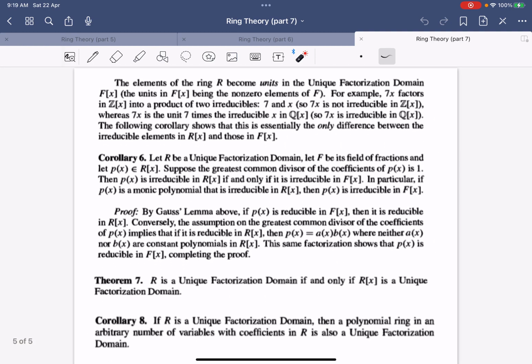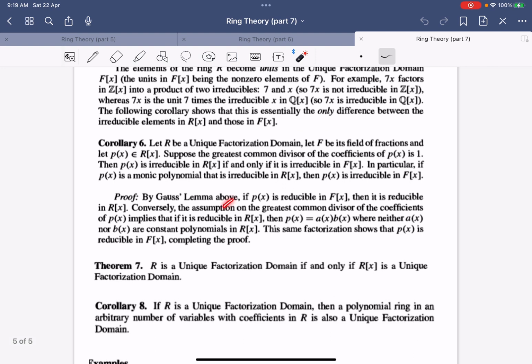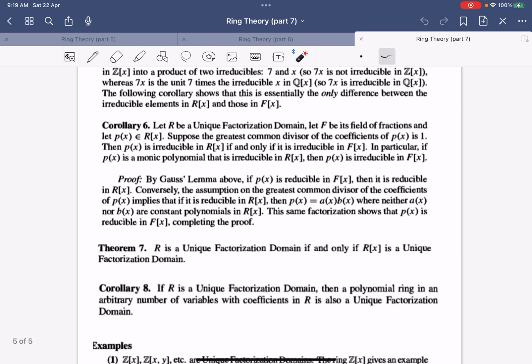Now you want to talk about the irreducibility. And by Gauss' lemma, we know that if p(x) is irreducible in F[x], then it is also irreducible in R[x]. And conversely, now we assume that the GCD of the coefficients is 1, and that if it's reducible in R[x], then p(x) equals a(x) times b(x), where neither a nor b are constant polynomials in R[x]. And this means that if these are not constant, then the same factorization will show that p(x) is reducible in the field of fractions as well, completing the proof.